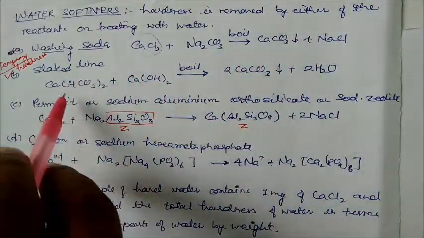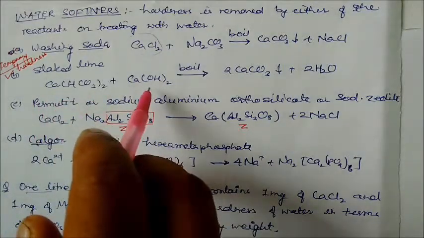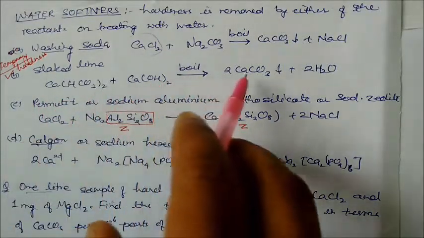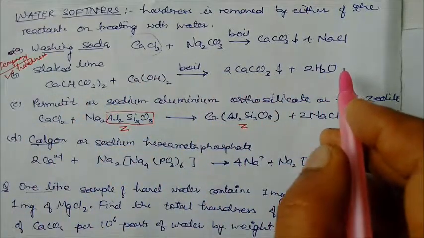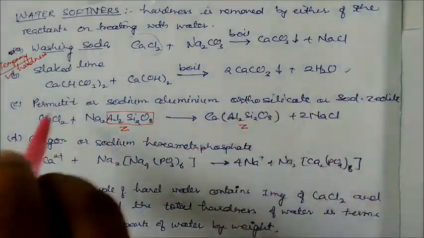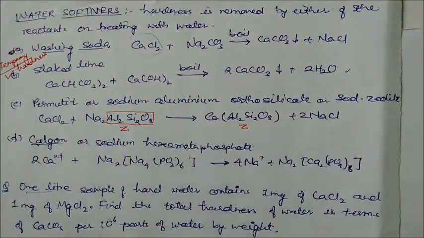But in slaked lime, calcium bicarbonate reacts with calcium hydroxide. So here you boil it, what will happen? They will be converted to calcium carbonate plus water. Sometimes questions are normally asked on this, so we have to remember these reactions very well.